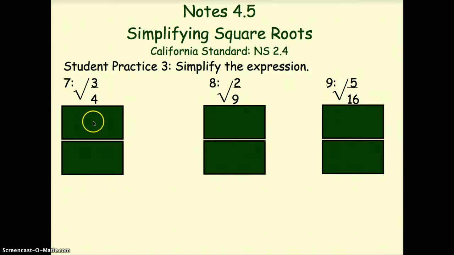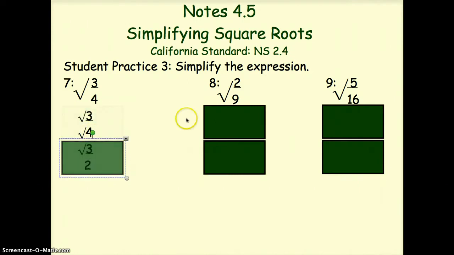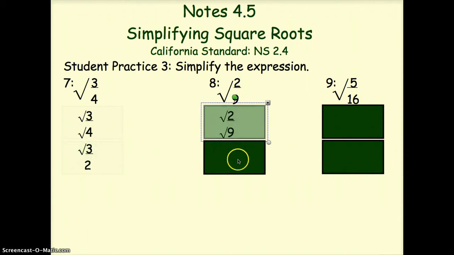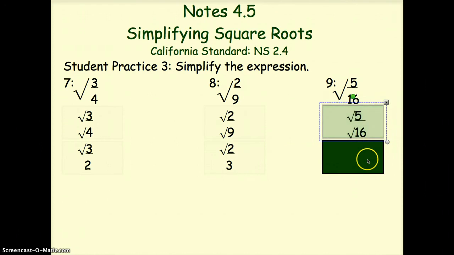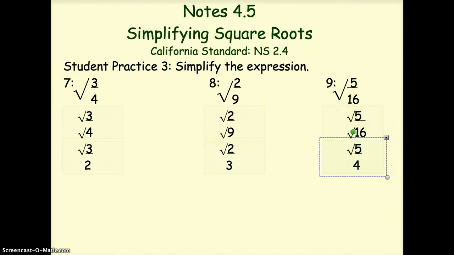Okay, welcome back. Let's take a look. Radical 3 over radical 4. And of course, the square root of 4 is 2. Here we'd have radical 2 over radical 9. And of course, the square root of 9 is 3. Here we have radical 5 over radical 16. And of course, the square root of 16 is 4. Okay, nice and easy. So just make sure you're taking care of that denominator.